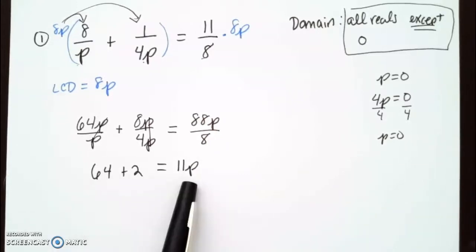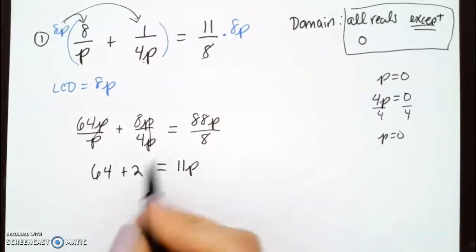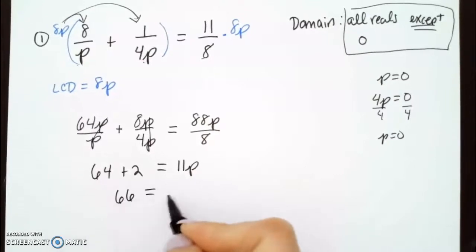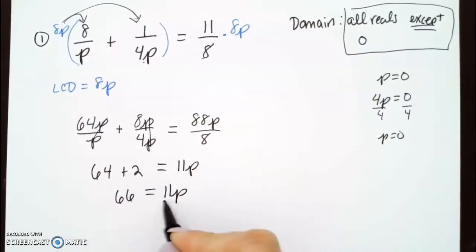This is a linear equation. The degree is 1, p to the first power, which means I want to isolate p. So 64 plus 2 is 66 equals 11p. Divide by 11, and I have 6 equals p. So now I have my solution.